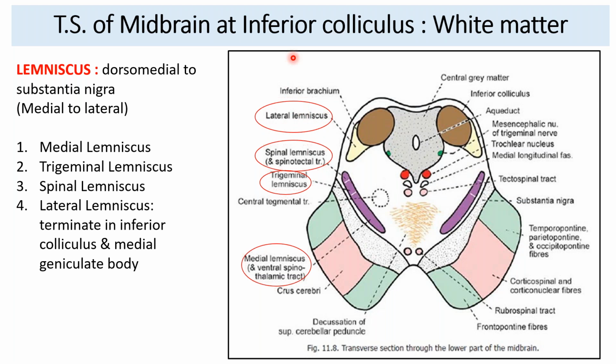When we draw the section of the superior colliculus, only the initial 3 lemnisci will be seen. The lateral lemniscus will be absent at the level of the superior colliculus. But at the inferior colliculus, you are going to draw all 4 of the MTSL, the lemniscal band.